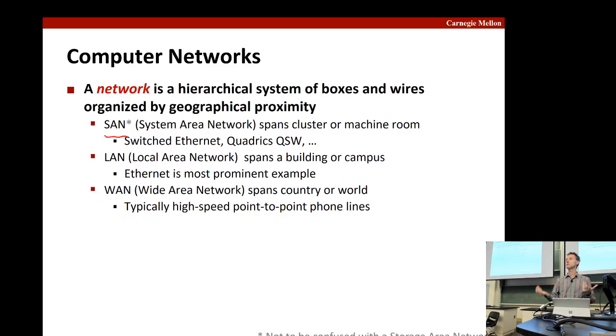Then you have what's known as a local area network, which can span, say, an entire campus or a building. And it says here, Ethernet is an example. Then you have the wide area network, which can span all across the country and all around the world.